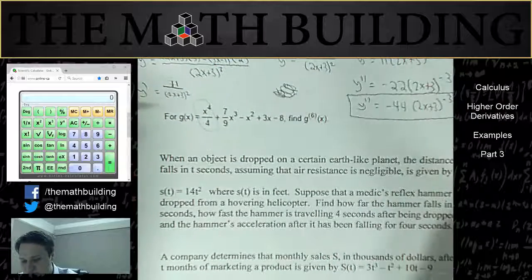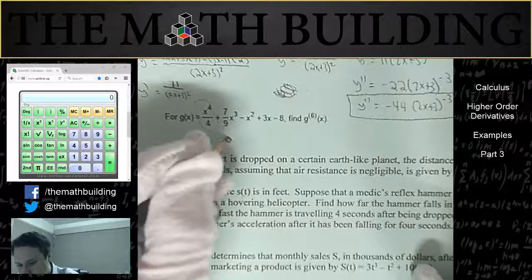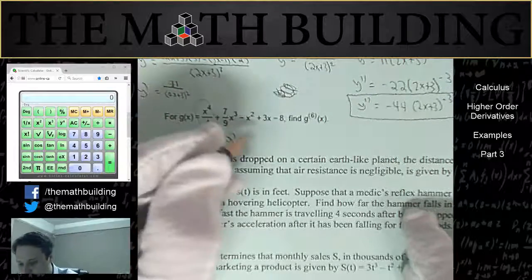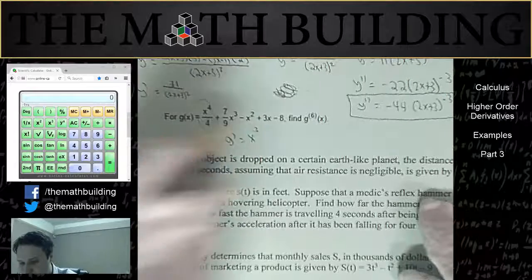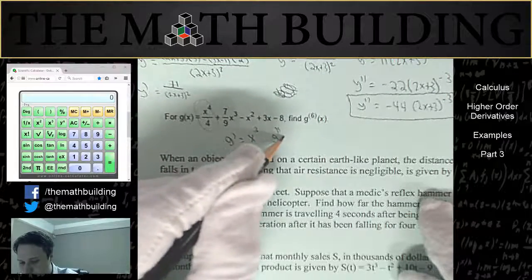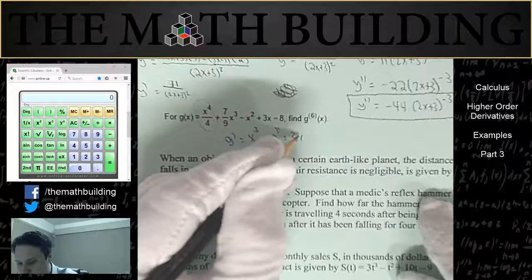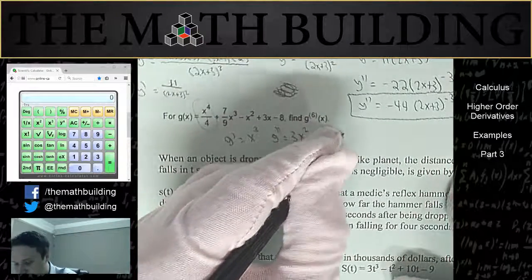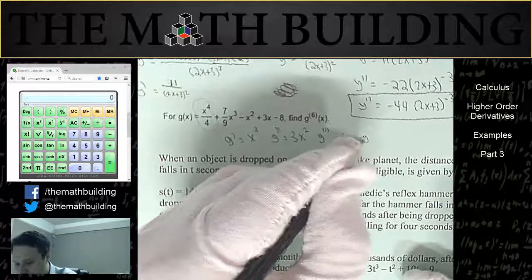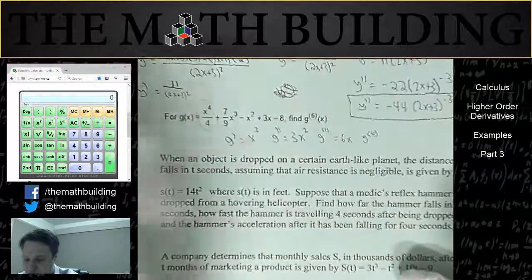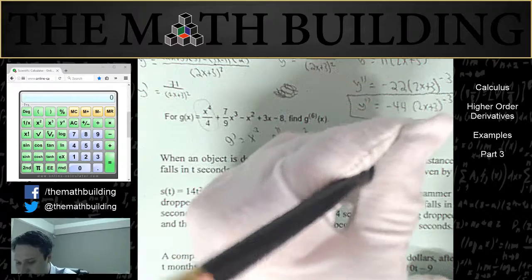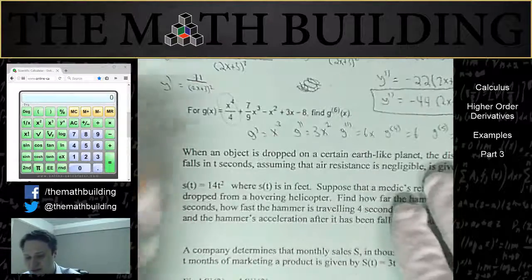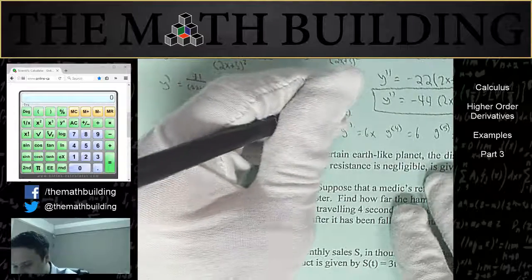So the first derivative of that, g prime, would equal, the 4 comes down and cancels with that 4. So that would just be x to the third. G prime prime would equal 3x squared. G prime prime prime would equal 6x. G to the 4, meaning the fourth derivative, would equal 6. And we see that the fifth derivative would equal 0. So this is equal to 0.